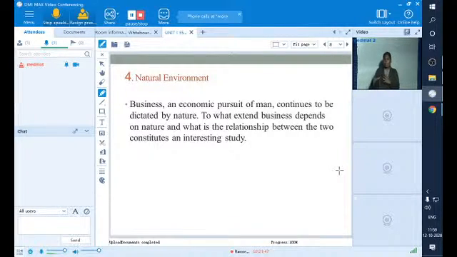To what extent business depends on nature, and what the relationship between the two is, continues to be an interesting study. Here, naturally, is how the businessman gets authorized. That is what we can call the natural environment. Business and the economic pursuit of man continues to be dictated by nature.